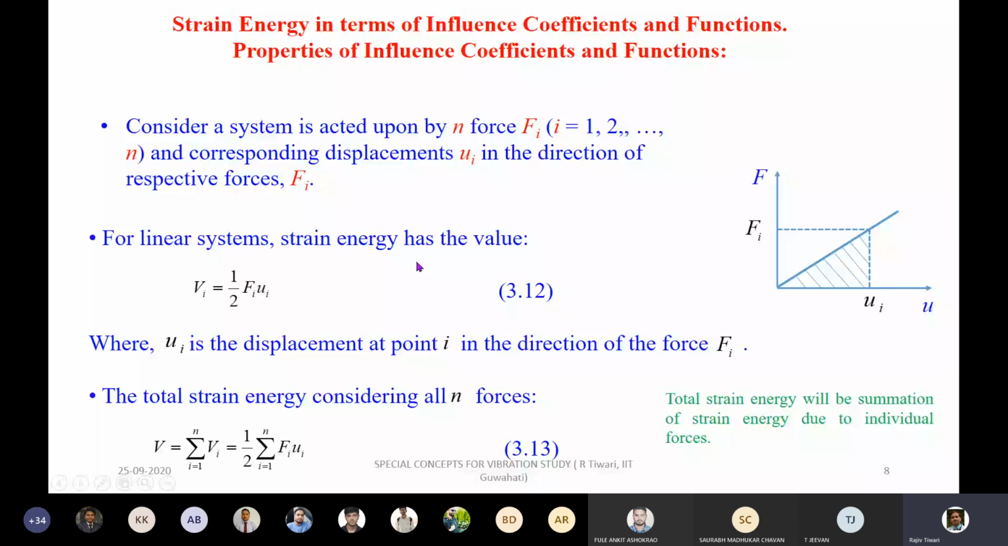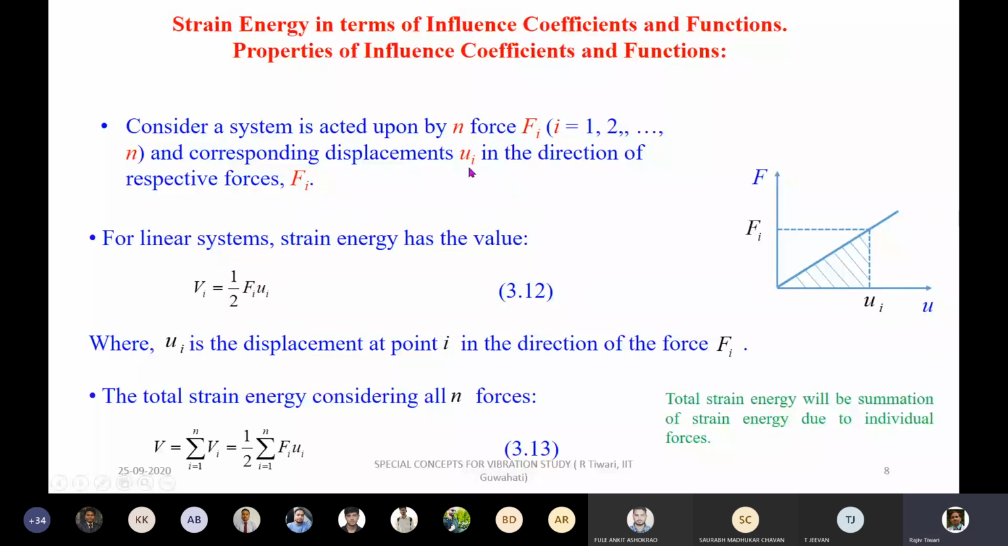So let us consider a system in which n forces are acting. Fi is the force, and there are any number of them acting. And we are trying to find out displacement at one location i, and the corresponding displacement Ui is in the direction of the respective force Fi.